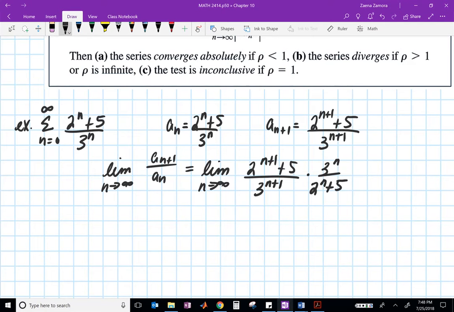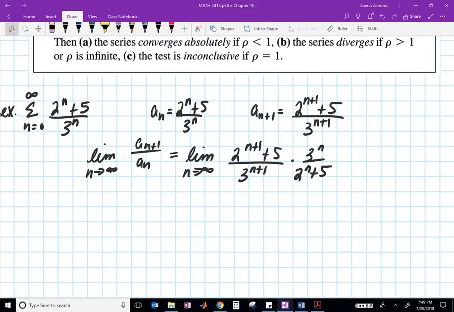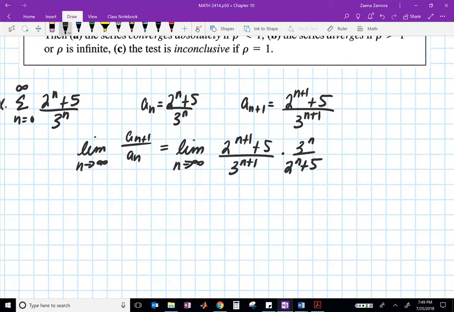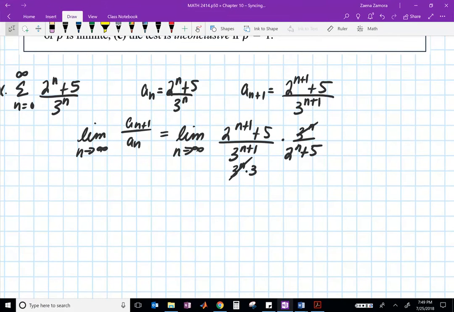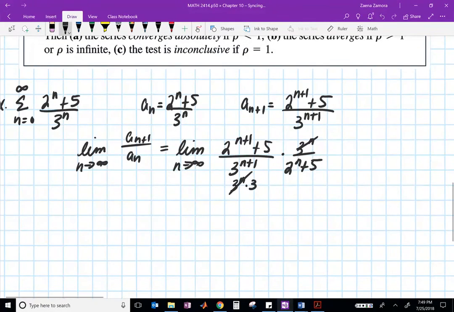All right, you need to be very careful here if you try to start canceling stuff out. What's the only thing that's going to cancel? The 5s don't cancel. Yeah, the 3 to the n. So here I can rewrite 3 to the n plus 1 as 3 to the n times 3. So the only thing that's going to cancel are the 3 to the n's. So I still have a 3 here, because of the plus 5. Yeah, those plus 5s, they ruin everything.